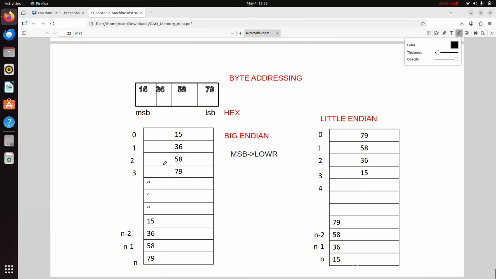This is the same example you can see here. Big endian means 15, 36, 58, 79 in that order. Little endian means 79, 58, 36, 15, in that order it will come. Fine. So in big endian, 15, 36, 58, 79 come last; in little endian, 79, 58, 36, 15 come last. Understood? This is how big endian and little endian are basically given.